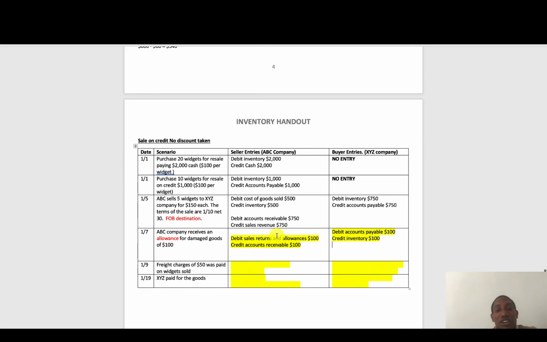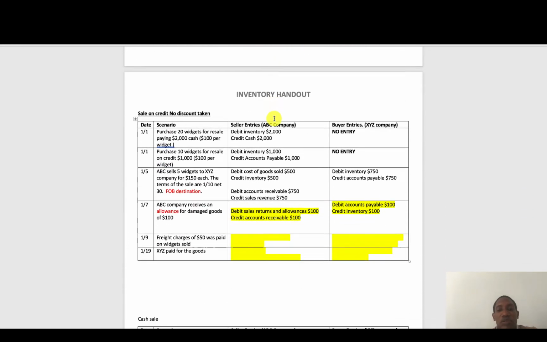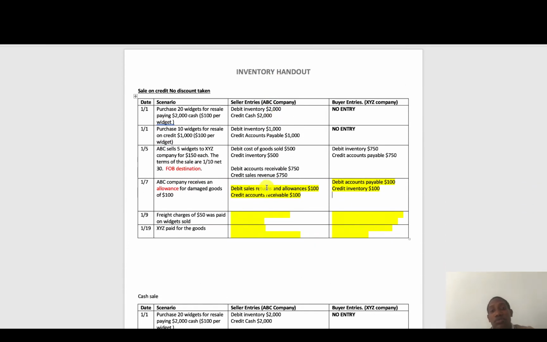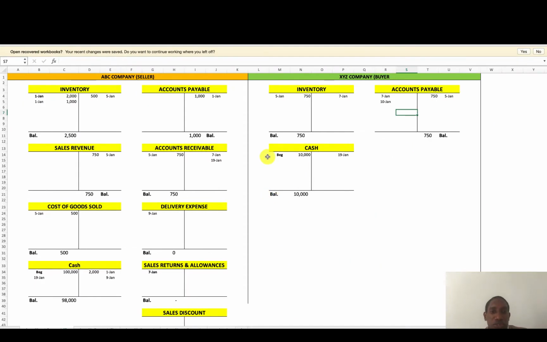But for the seller, instead of having two pieces, where you have inventory and cost of goods sold and sales returns and accounts receivable, for the seller, it's just one. Okay? So an allowance, inventory doesn't come back to the seller. The buyer keeps the inventory. You just tell the buyer, hey, I'm going to give you an allowance, meaning I'm going to reduce the cost. All right, so let's go ahead and journalize this.